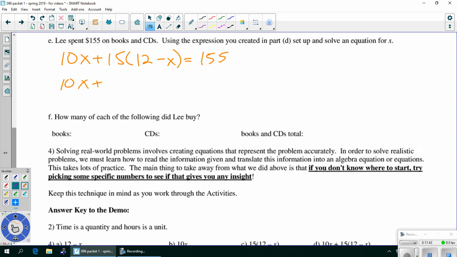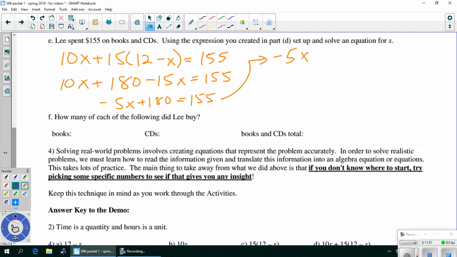10x plus, we'll distribute the 15. That's 180 minus 15x equals 155. 10x minus 15x, that's negative 5x plus 180 equals 155. Let's subtract the 180 from both sides. So we get negative 35 there. And then divide both sides by negative 5. We get x equals 7.